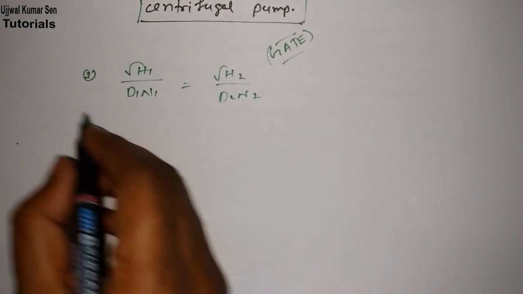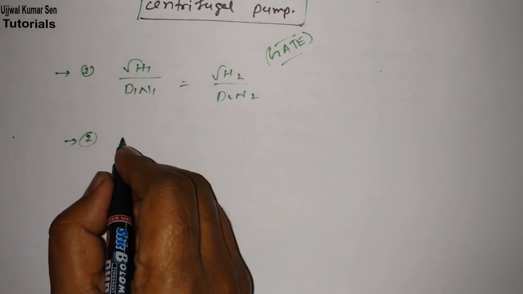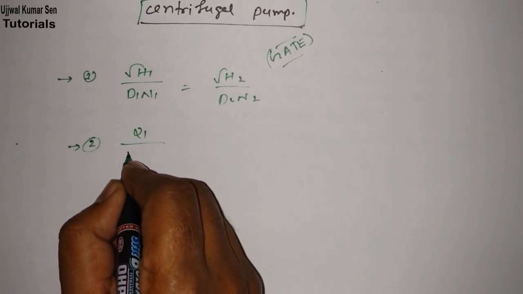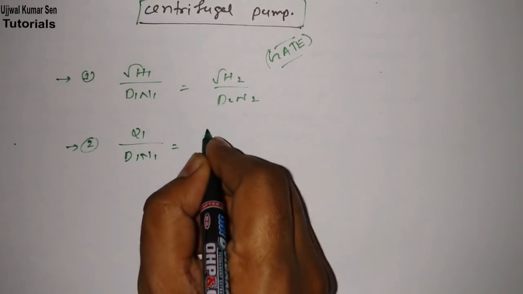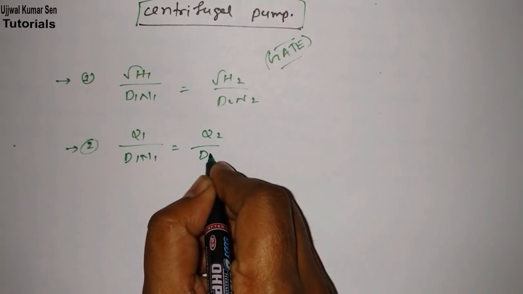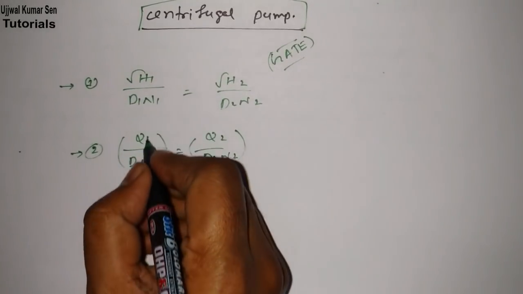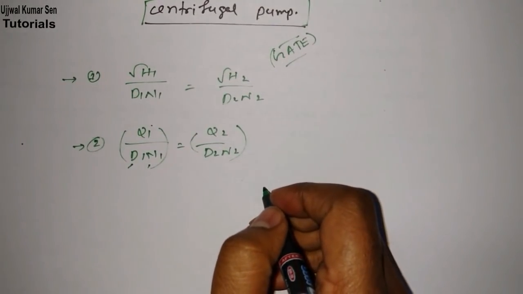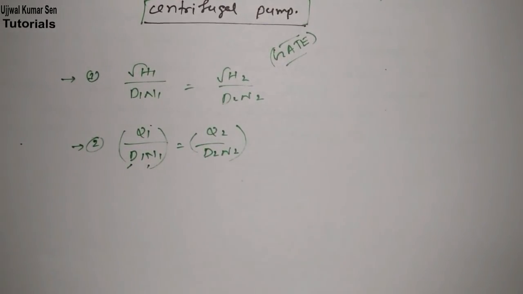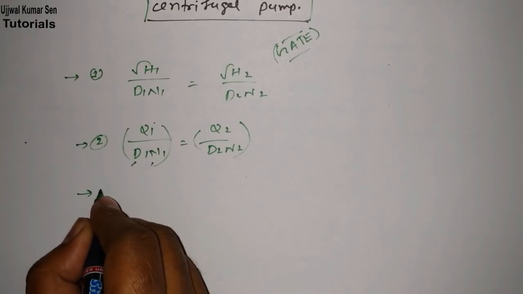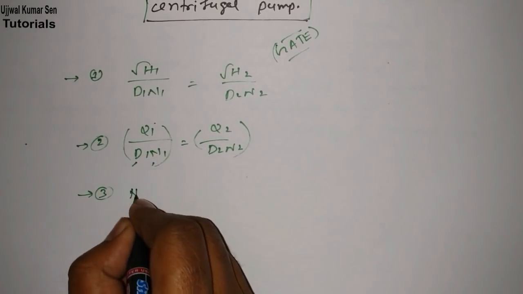Now the second relation required is also very common. Q1 D1 N1 is equal to Q2 D2 N2. Here D both are same, Q is discharge. Now the most important relation, and the relation that is required, is specific speed. Okay, that is for specific speed.